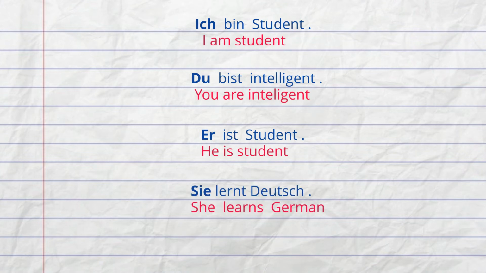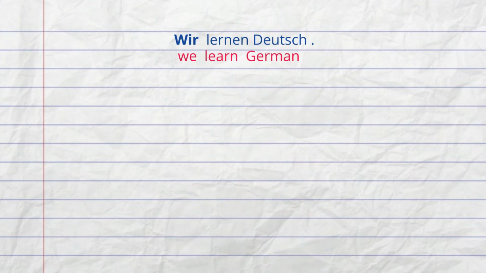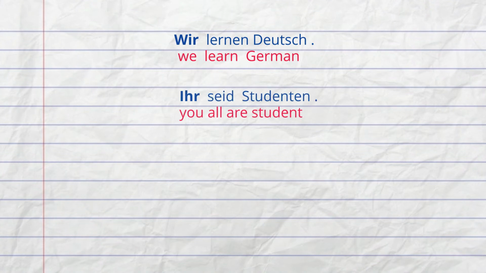Sie lernt Deutsch. She learns German. Es ist mein Buch. It is my book. Wir lernen Deutsch. We learn German. Ihr seid Studenten. You all are student.